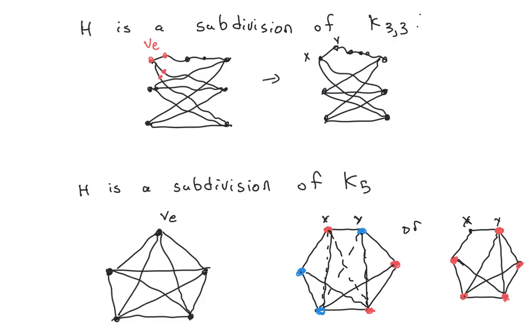There is a slight gap here I have to point out. This is assuming that Y is adjacent to one of these 3 vertices. But if it was not, then it would follow that the neighborhood of VE is contained in the neighborhood of X, and we'd fall into a previous case we've already discussed. The other case is what happens when H is a subdivision of K5. Then again, your contracted vertex has to be one of these 5 vertices. It has degree 4.